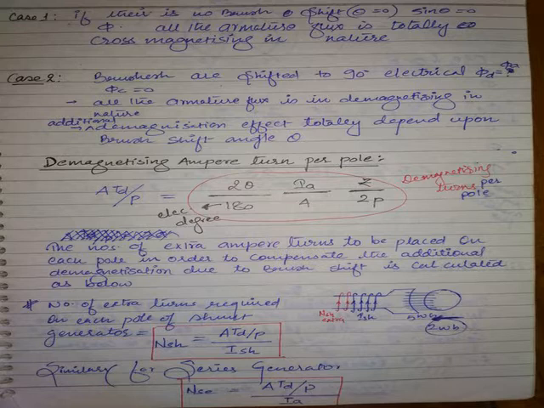This is the first one, NSH extra, ATDYP by ISH. These are the terms. For a series generator, it will be an EA. In a shunt generator, this one. For a series generator, this one.